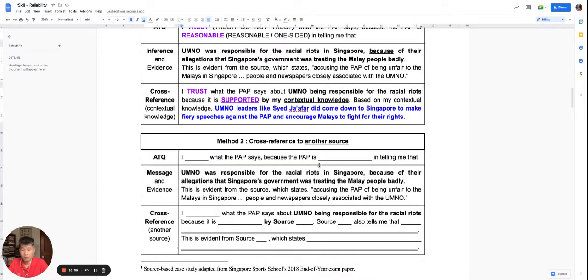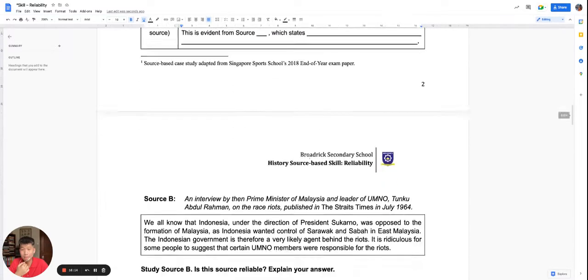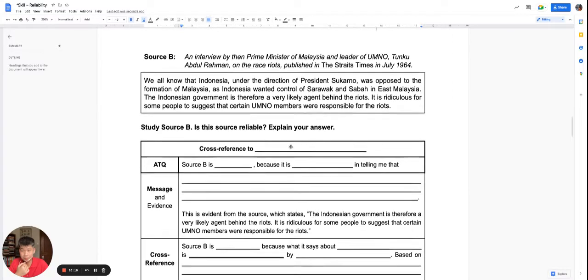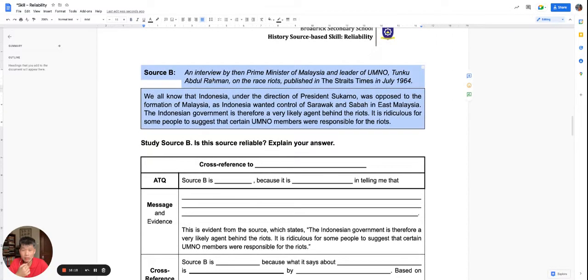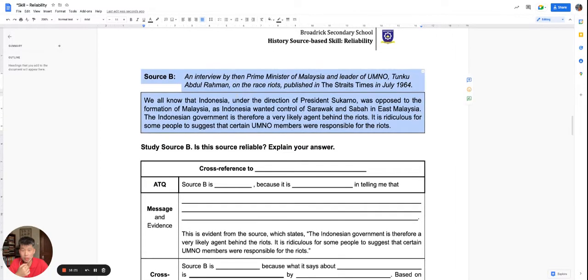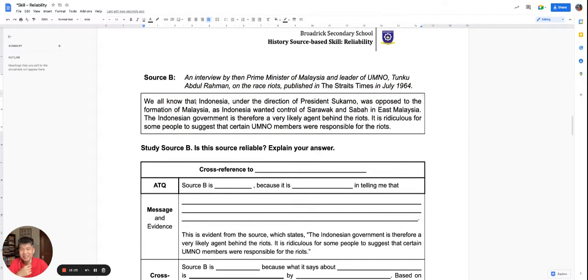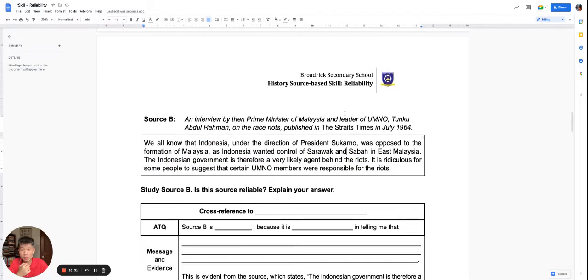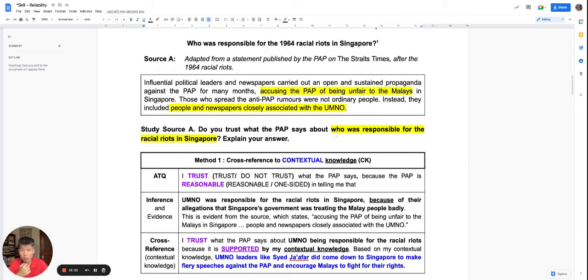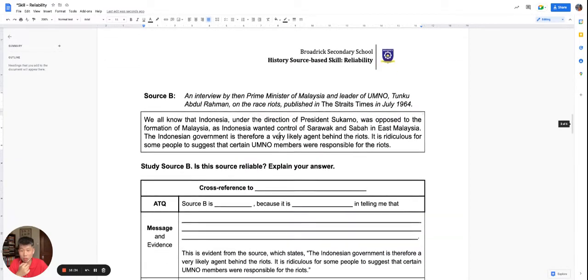The second method, let's look at it. Cross-reference to another source. To use this method, you would need to read the other two sources. Let me summarize them. Source B is an interview with the Malaysian Prime Minister, Tunku Abdul Rahman, and he says that it's Indonesia that is to blame for the riots. So Source B would disagree with Source A. Source B would say it's not UMNO, it's Indonesia.